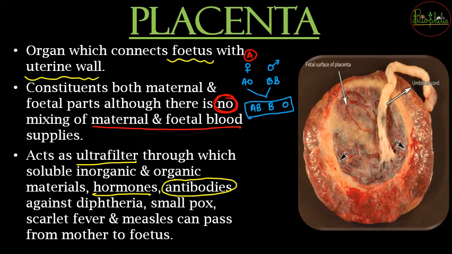So from mother to fetus, what are the things that are going to go? These are going to be soluble inorganic and organic materials, so that can include your nutrients which the fetus needs to grow in his lifetime during the uterine life. There can be hormones, there can be antibodies to help the fetus fight against the diseases. So all those things are going to be provided by the placenta.